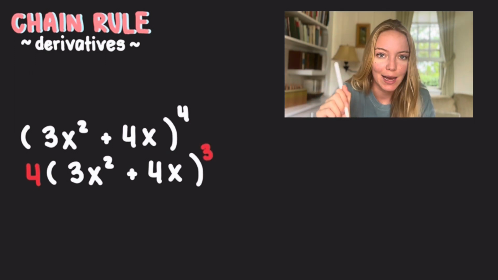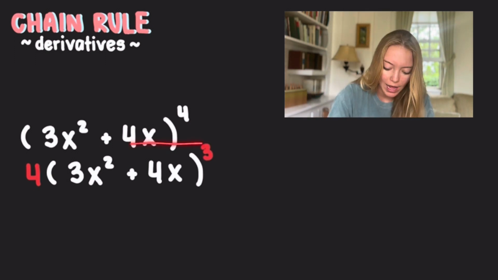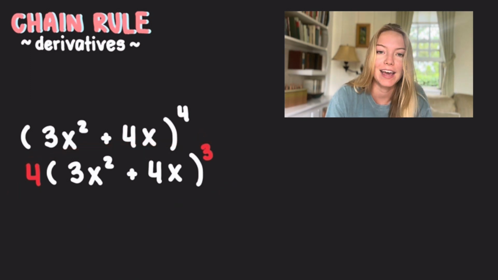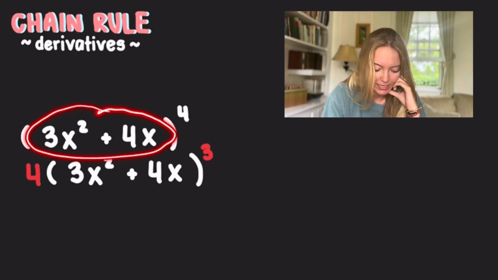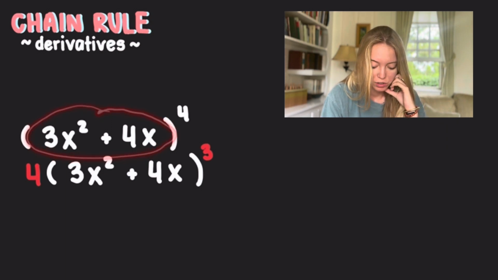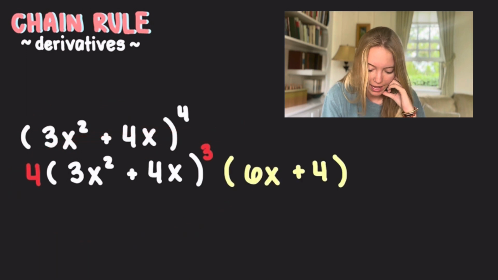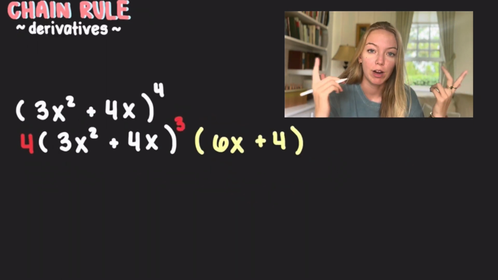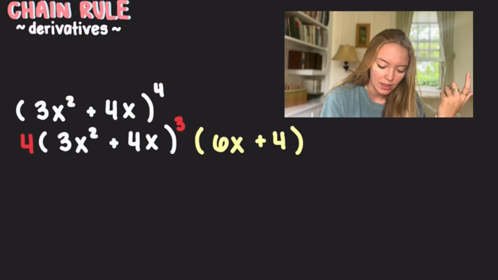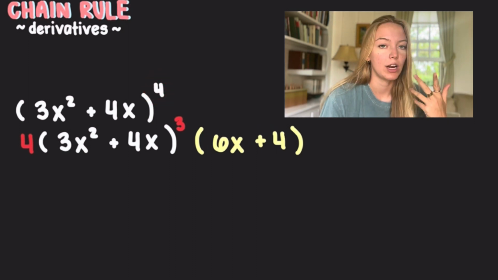And the second step of the chain rule is to multiply this new thing by the derivative of the inside function. So this is the inside function, and its derivative would be 6x plus 4. So we multiply this by 6x plus 4. So this is going to be the derivative of this function here. So if you have a function being raised to a power of something, like in this case to the fourth, you're going to have to use the chain rule.